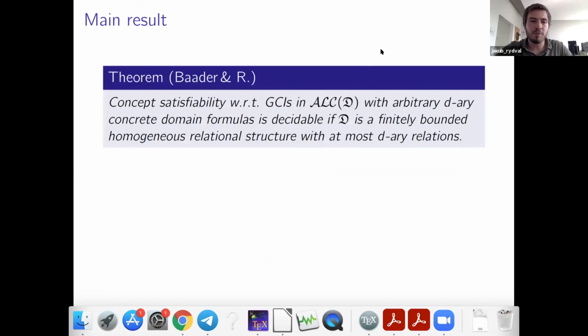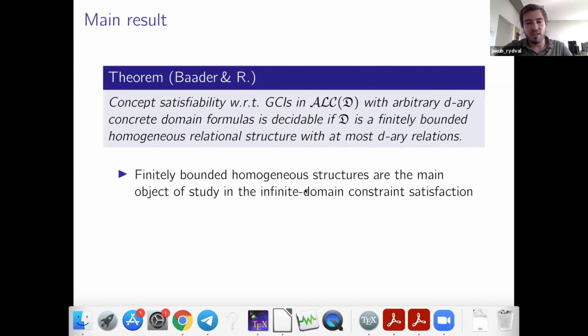And our main result states that concept satisfiability with respect to GCIs in ALC with a concrete domain D, where the concrete domain formulas are arbitrary, so arbitrary first order formulas, is decidable if D is finitely bounded homogeneous and it has at most k-ary relations. So there is a correspondence between the arity of the relations and the arity of the formulas.